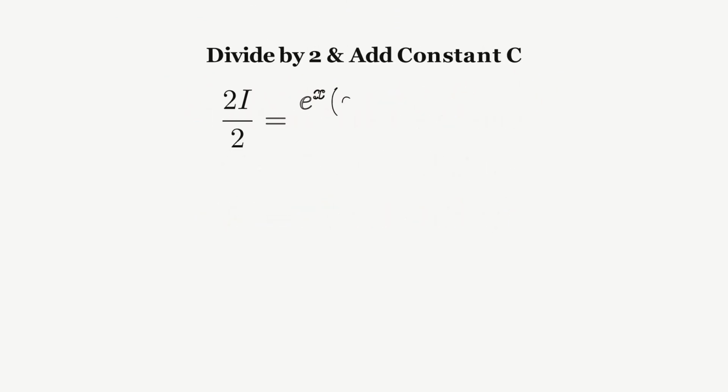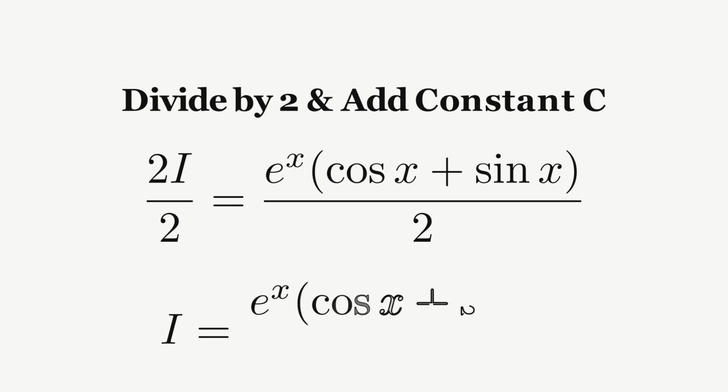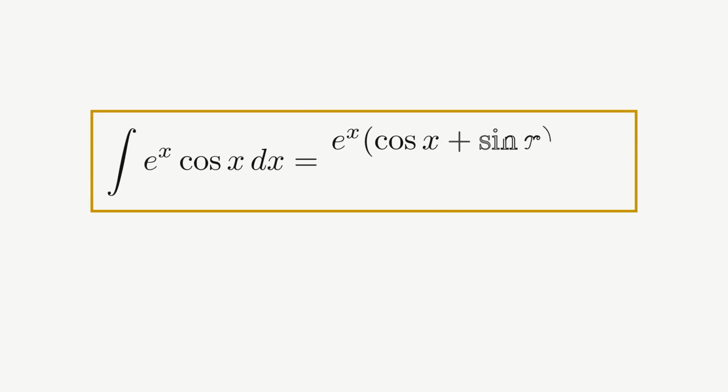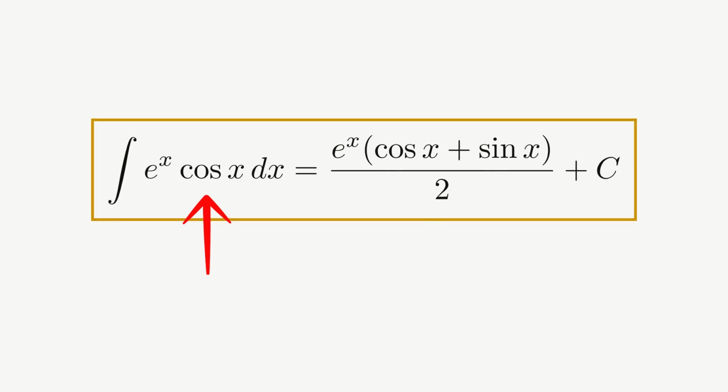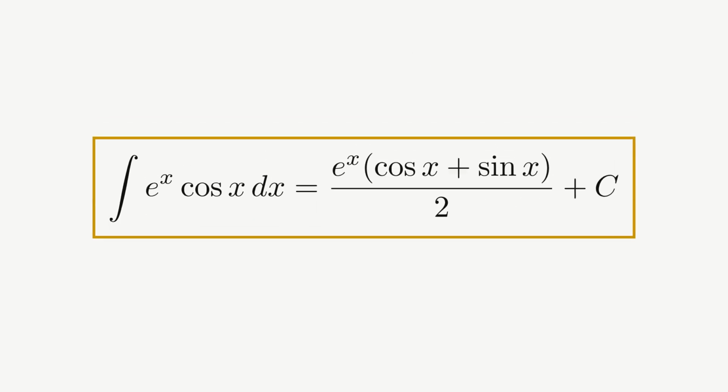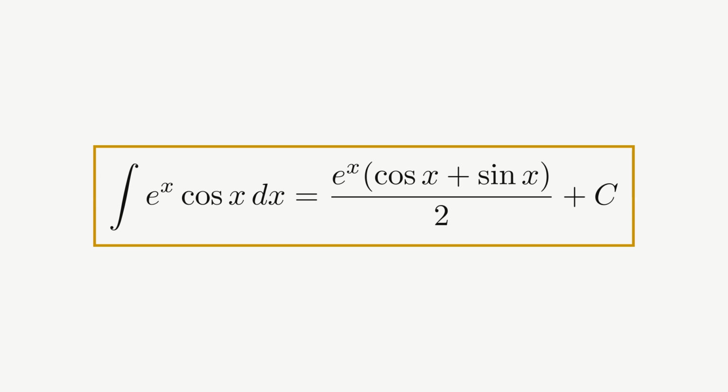Now we have I equals 1/2 times e to the power x multiplied by open parenthesis cosine x plus sine x close parenthesis. Replace I with the original integral. We have shown that the integral of e to the power x times cosine x with respect to x equals 1/2 times e to the power x multiplied by open parenthesis cosine x plus sine x close parenthesis plus the constant of integration.